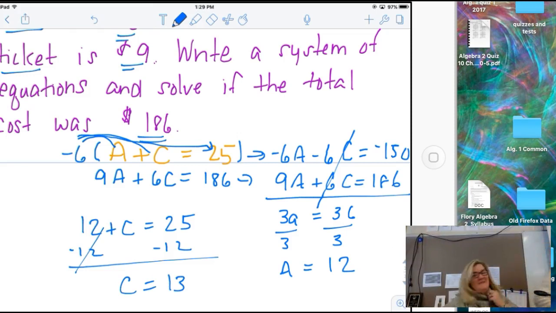Is it my turtleneck? No. Okay, guys, we can't wait to see you in math class. Elimination's awesome.